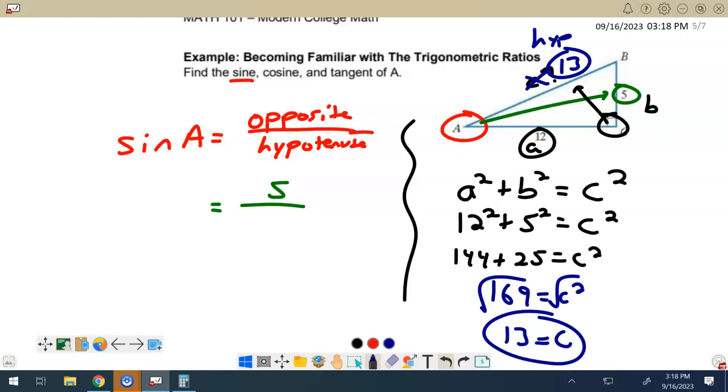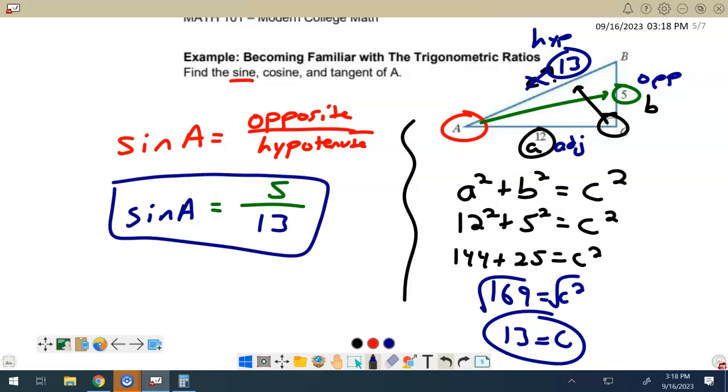Right? So for angle A, this is the opposite side, this is the adjacent side, and 13 is going to be our hypotenuse. So for the sine of A, it's going to be the length of the opposite side divided by the length of the hypotenuse, which is 13. And that's it. That's our answer. And so I assume on the homework, this is probably what you would type in right here, right? 5 over 13. Don't write that as a decimal, just leave it as a fraction.